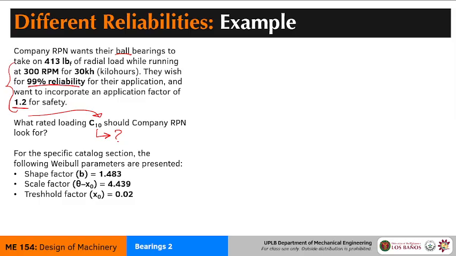For the specific bearings that your company is looking at, they found out that this essentially describes the entire statistical behavior of your bearing. So you have your shape factor, you have your scaling factor, and then you have your threshold factor. So given all this, what is the C10 that you need in order to find the bearings that you need? Now, this is actually very straightforward. This is a very plug and play equation, but it pays to understand what we are given here.